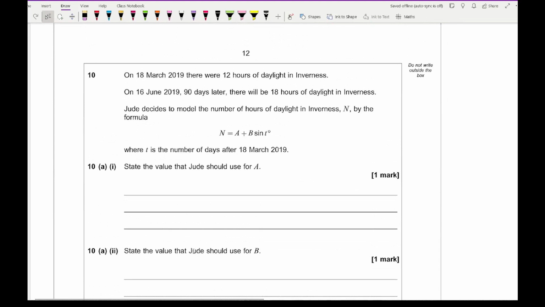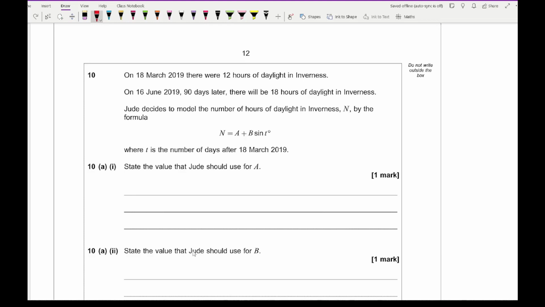Then moving on to our last question, it says that on the 18th of March 2019, there were 12 hours of daylight in Inverness. On the 16th of June 2019, 90 days later, there were 18 hours of daylight in Inverness. Jude decides to model the number of hours of daylight in Inverness, n, by the formula n equals a plus b sine t, where t is the number of days after March the 18th, 2019. State the value that Jude should use for a.